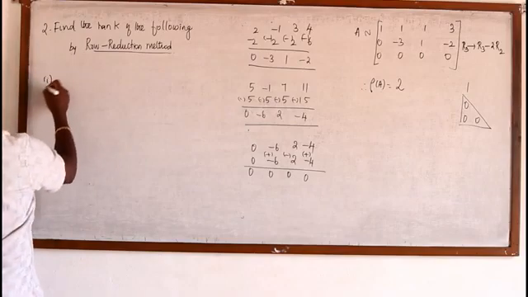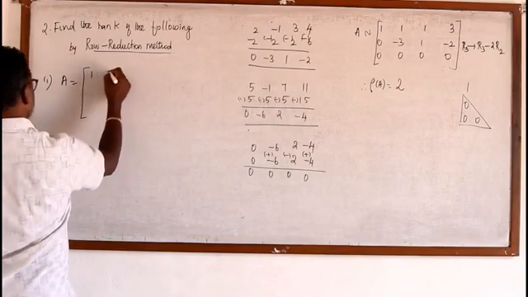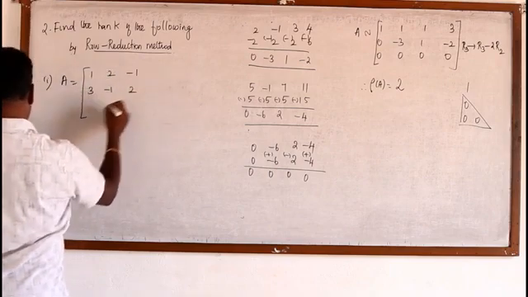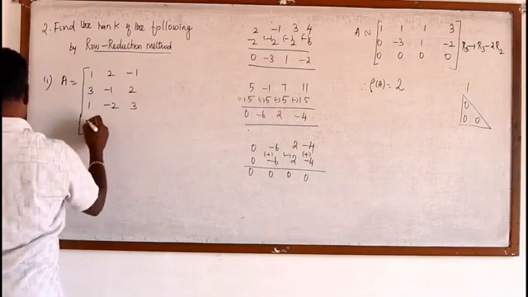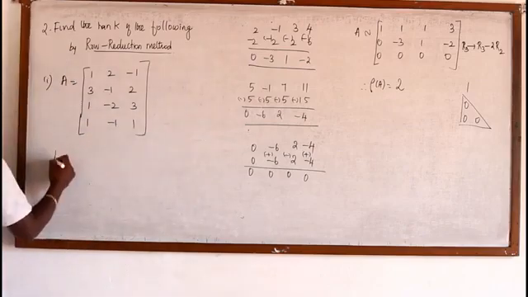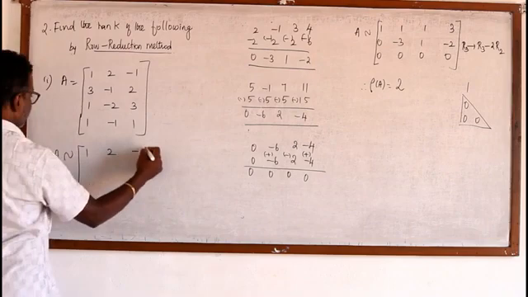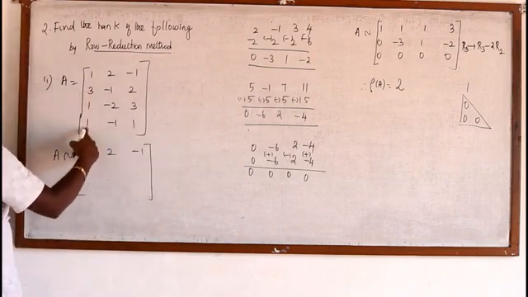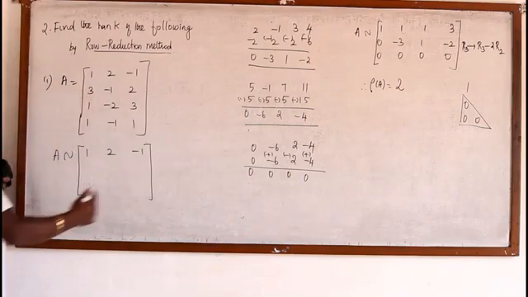Similarly, second problem. A equals 1, 2, minus 1; 3, minus 1, 2; 1, minus 2, 3; 1, minus 1, 1. So the first row, first element is 1, so I am not doing anything with the first row. Now this 3, 1, 1, everything must become 0. All the first entries must become 0.